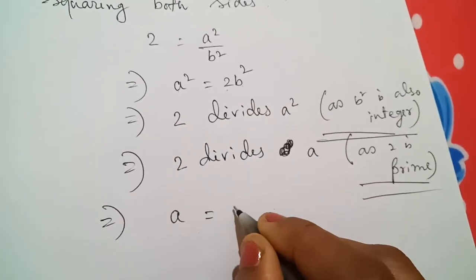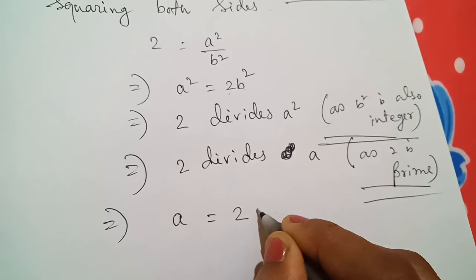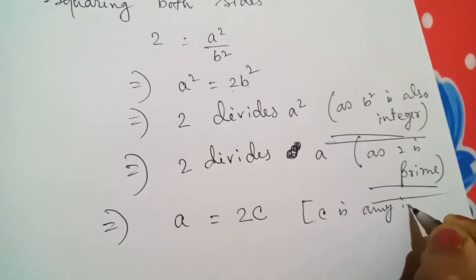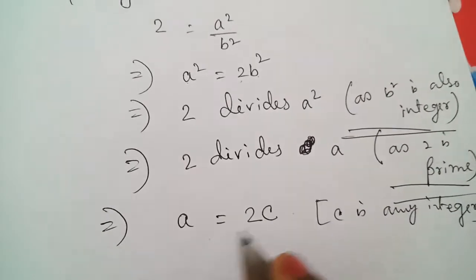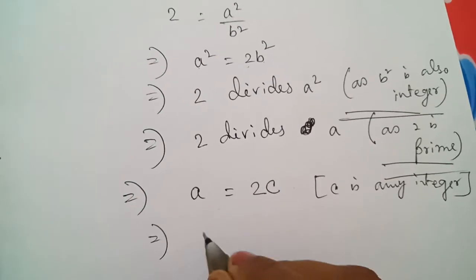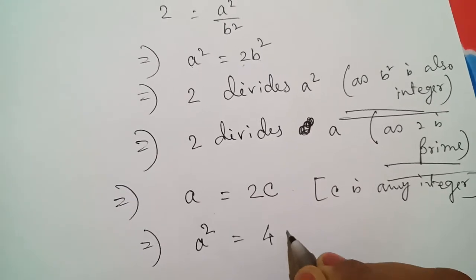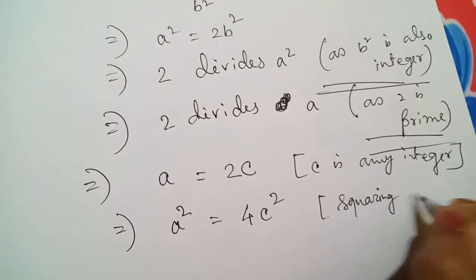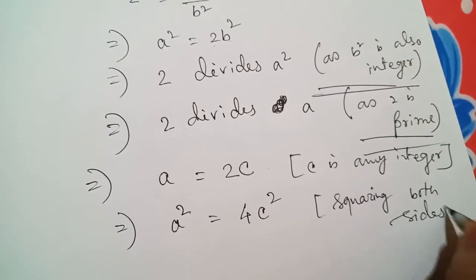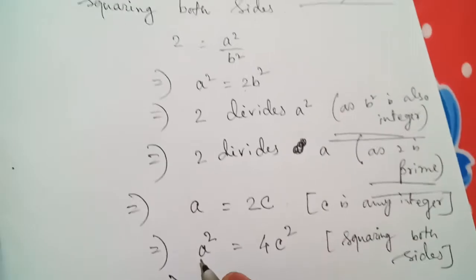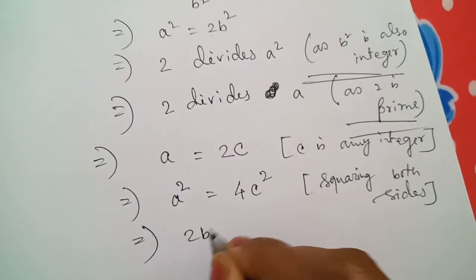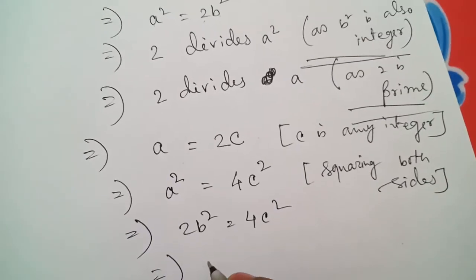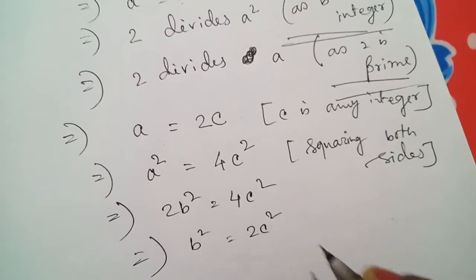So A can be written as 2 into, suppose, C. C is any integer, right? So A can be written as 2C. We will now square both sides. It will be 4C square, right? Squaring both sides. Now in place of A square we will put 2B square. 2B square equals 4C square. That means B square is equal to 2C square.